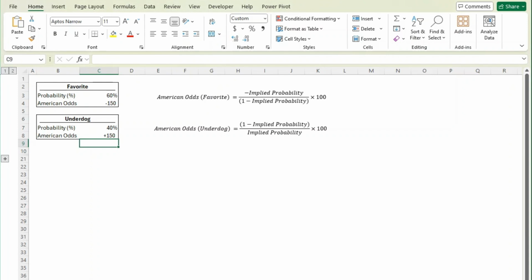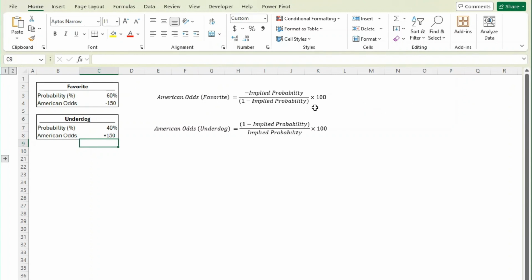You can think about the favorite odds as the amount of money wagered to win $100. Likewise, the underdog is the amount of winnings for every $100 wagered. We have a few quick examples to go through. To start with, how to calculate the math behind a wager on the favorite.